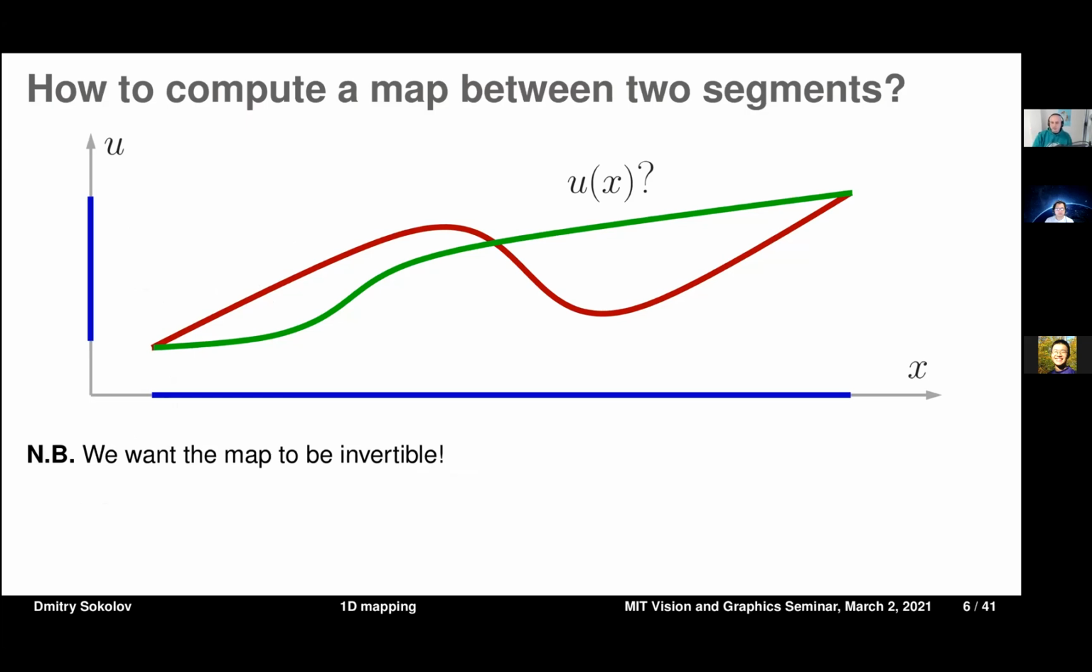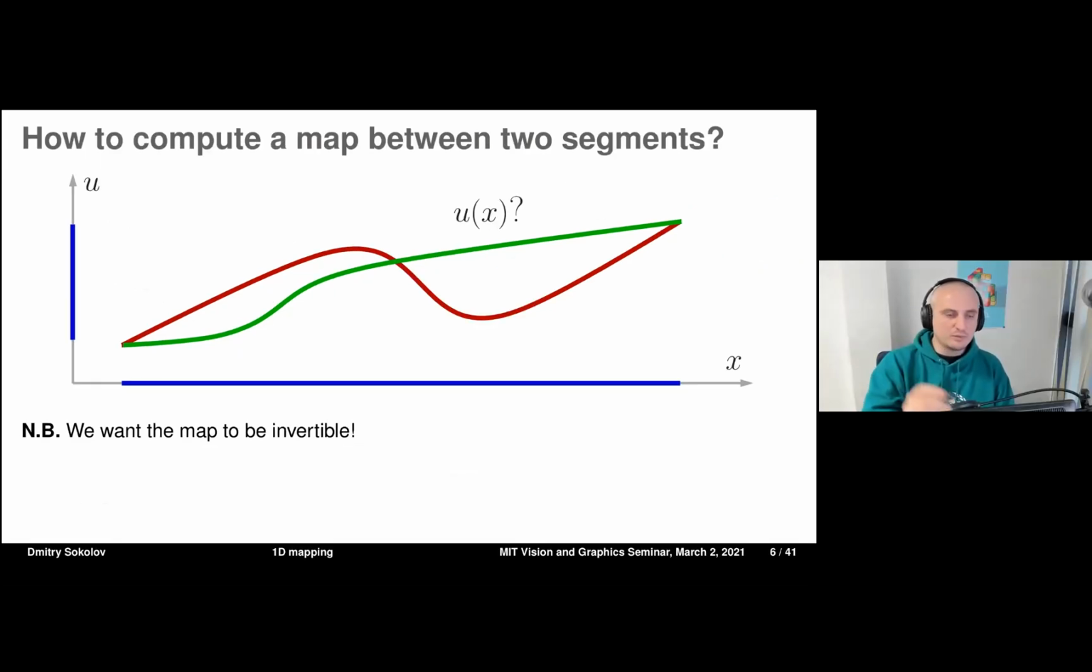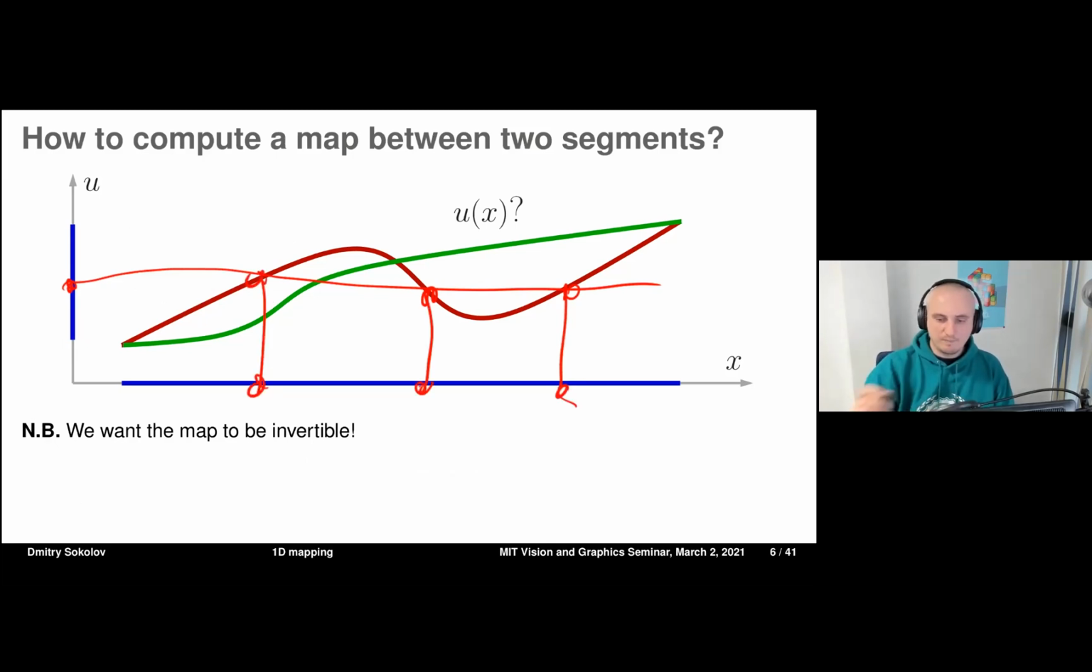We want to compute a map between two blue segments. For the sake of simplicity, let us say that I want the map to be constrained at the boundary. The two curves shown here are two different maps, but only the green one is acceptable as it gives us a one-to-one correspondence between the segments. The red one is not acceptable because, for example, this point has 3 pre-images, and thus the map is not invertible.